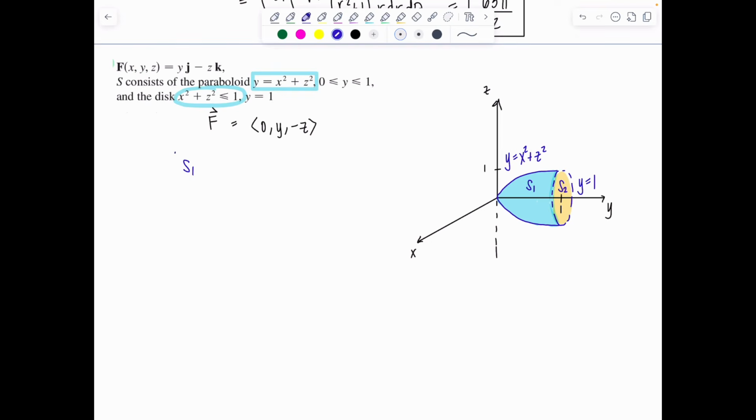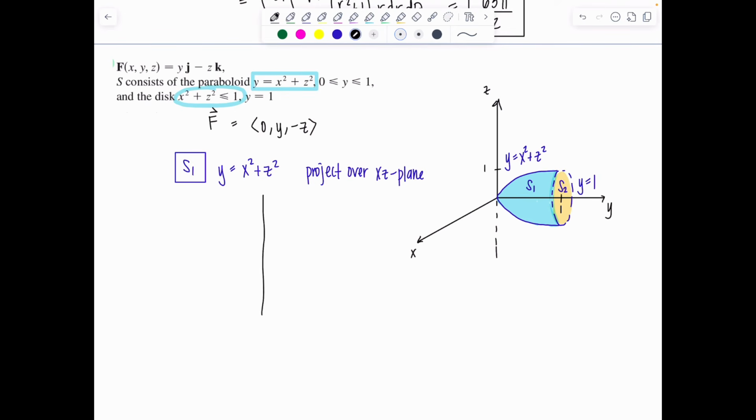Surface 1, we're going to find flux. Surface 1, we'll do the paraboloid, y equals x squared plus z squared. Okay, I have the 3D drawing there. We have to choose what plane we're going to project it over to use as our integration region. I say let's project it over the xz plane, right? Then you'll just have a nice little circle.